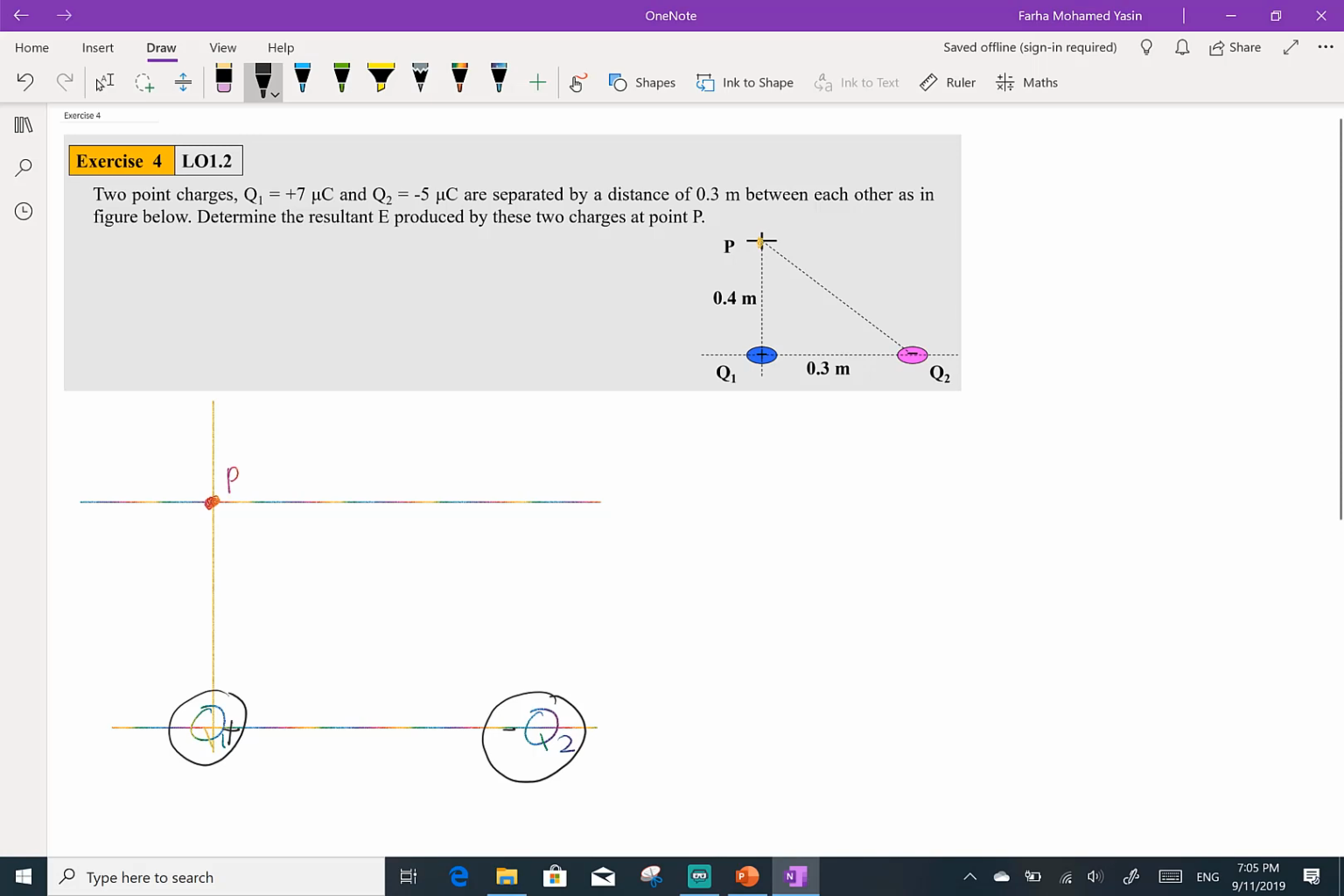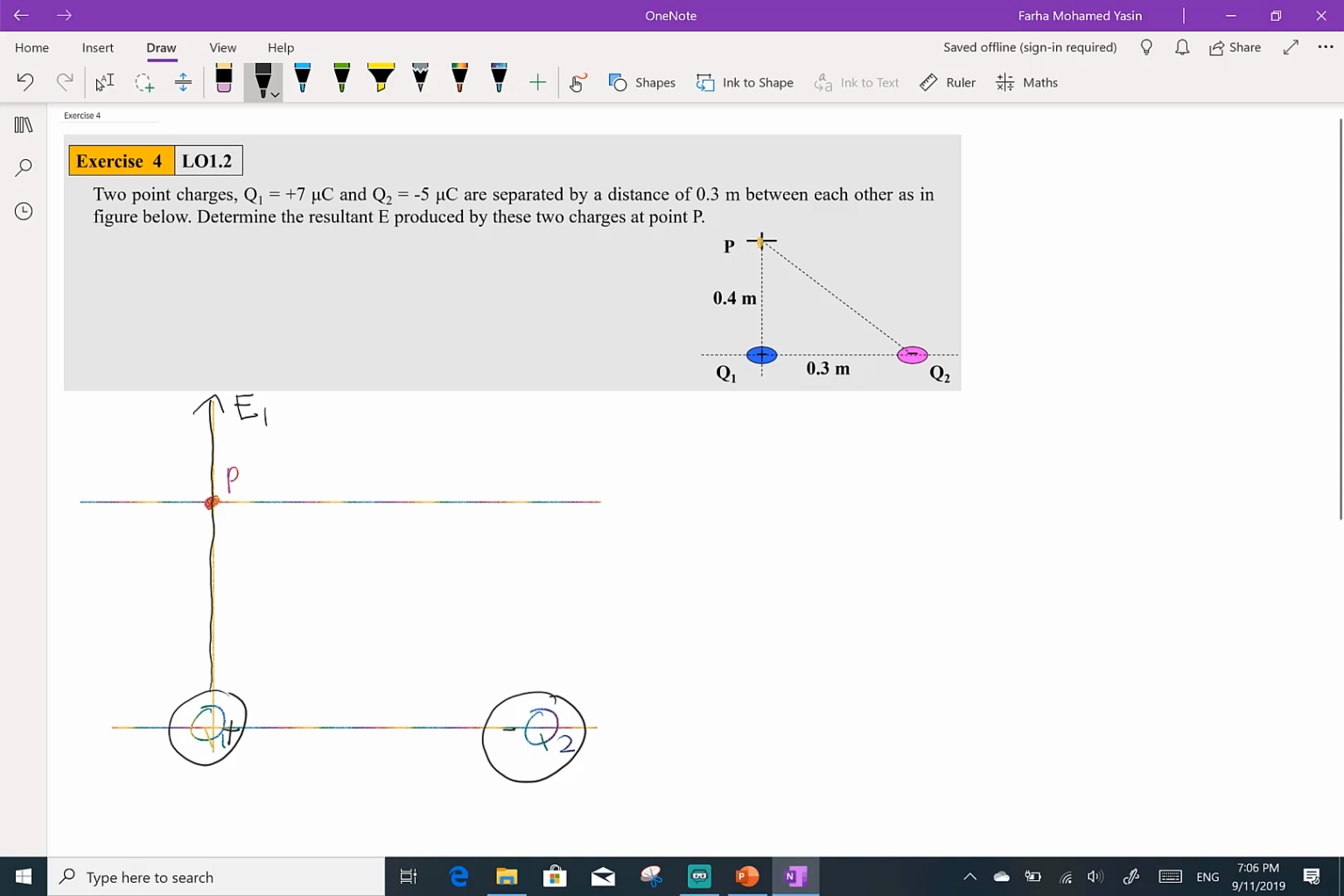Okay, so now kita perlu cari the direction ataupun the electric field line from these two charges, Q1 dan Q2. Kita nampak ini adalah charge positif, dan kita tahu untuk charge positif E is outward for the positive charge. So kita boleh keluarkan E akan keluar di sini, dan apabila lalu pada point P dia akan teruskan ke atas. So kita labelkan sebagai E1.